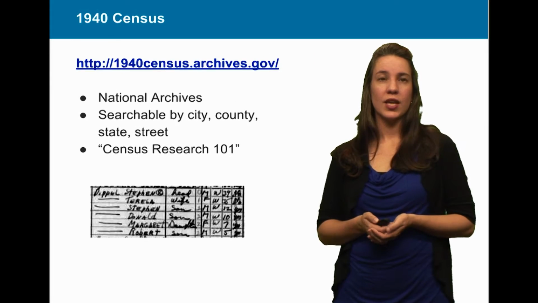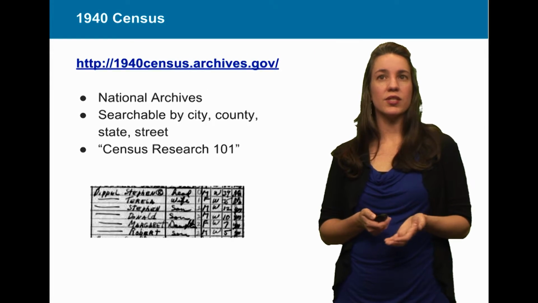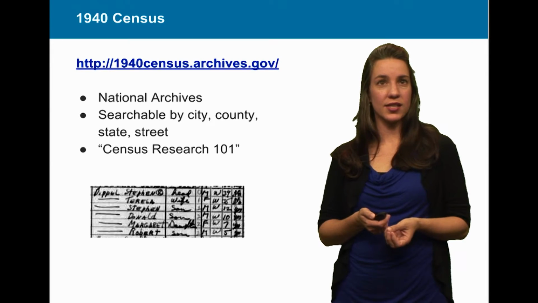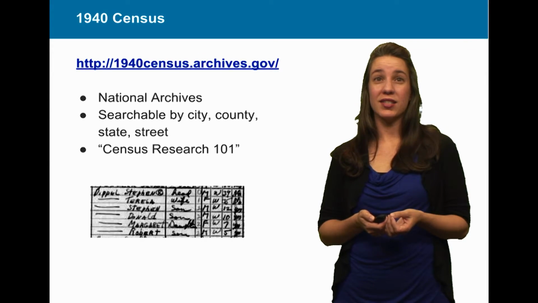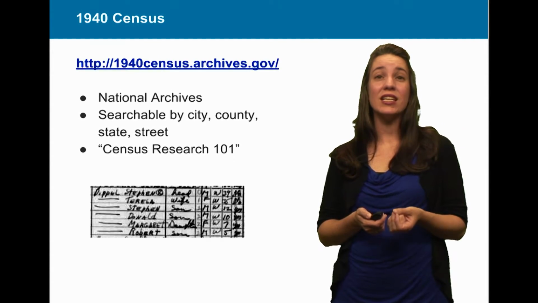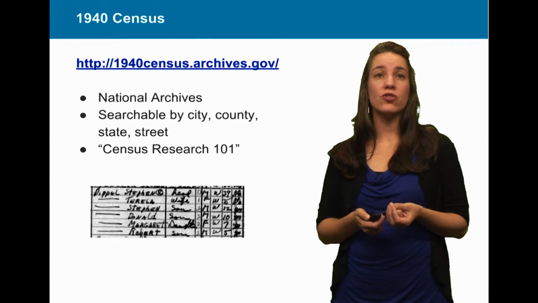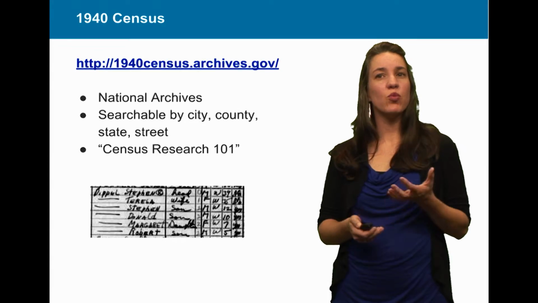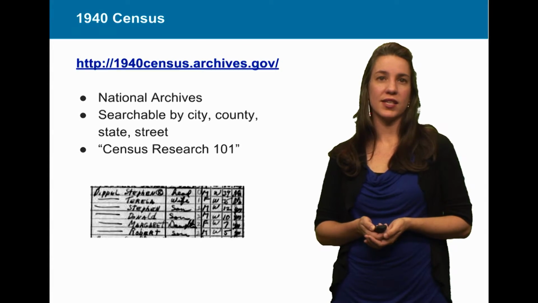The 1940 census, as I said, was the last one that was released to the public. And the National Archives has a search engine on their website of the 1940 census, which you can search by city, by county, by state, even by street. And there's a whole section called Census Research 101 that helps walk you through how to research on the census records.